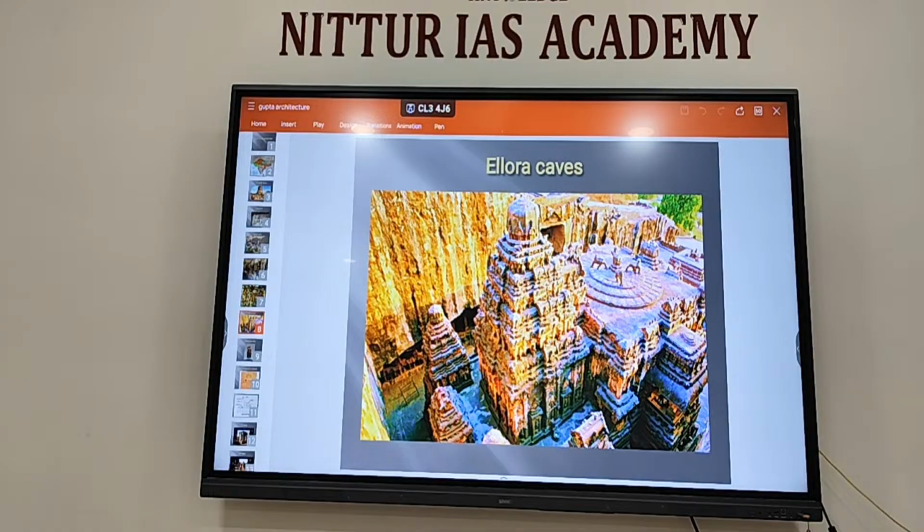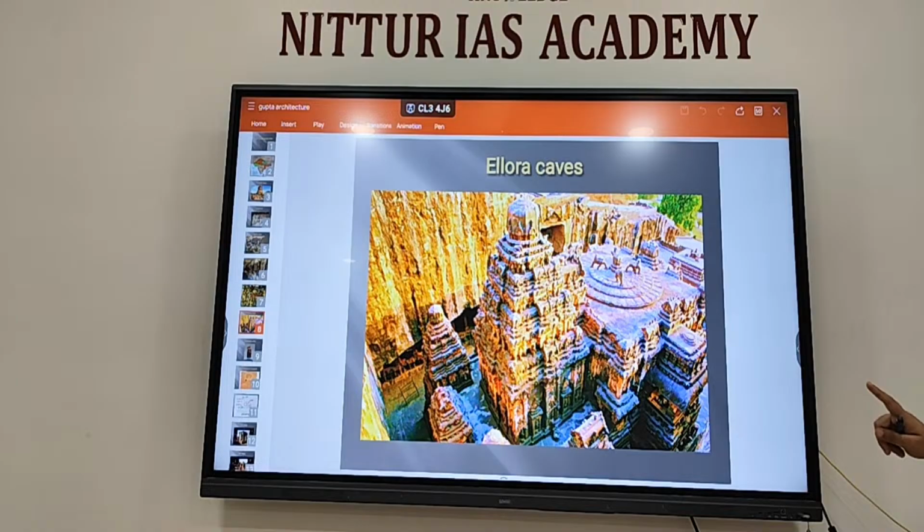Okay, and Ellora caves is dedicated to all three: Hinduism, Buddhism, and Jainism. So out of 34 caves we have written, 17 are dedicated to Hinduism, 12 to Buddhism, and 5 to Jainism. So this is how Ellora has all three religions. This is how you are seeing it in case of Ellora.